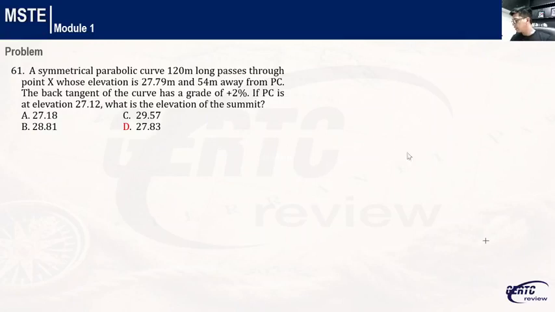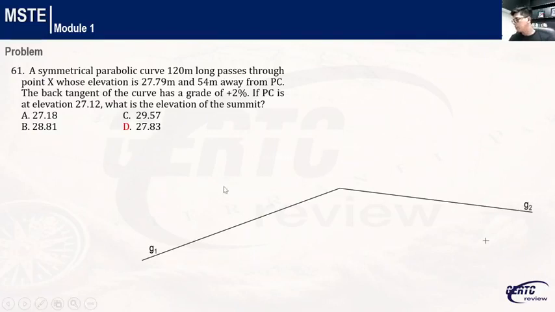So basically, pag i-draw natin yan, ito yung back tangent natin, ito yung forward tangent natin. So their corresponding grades are denoted as G1 and G2, no? Then, ito yung PC natin, point of curvature, ito naman yung point of tangency. So, minsan, tinatawag yung PC, denoted as PVC, point of vertical curvature. Dito naman, PVT, point of vertical tangency. Well, anyway, the same lang yan. Yung logic niya, point of curvature and point of tangency. Parang sa simple curve lang.